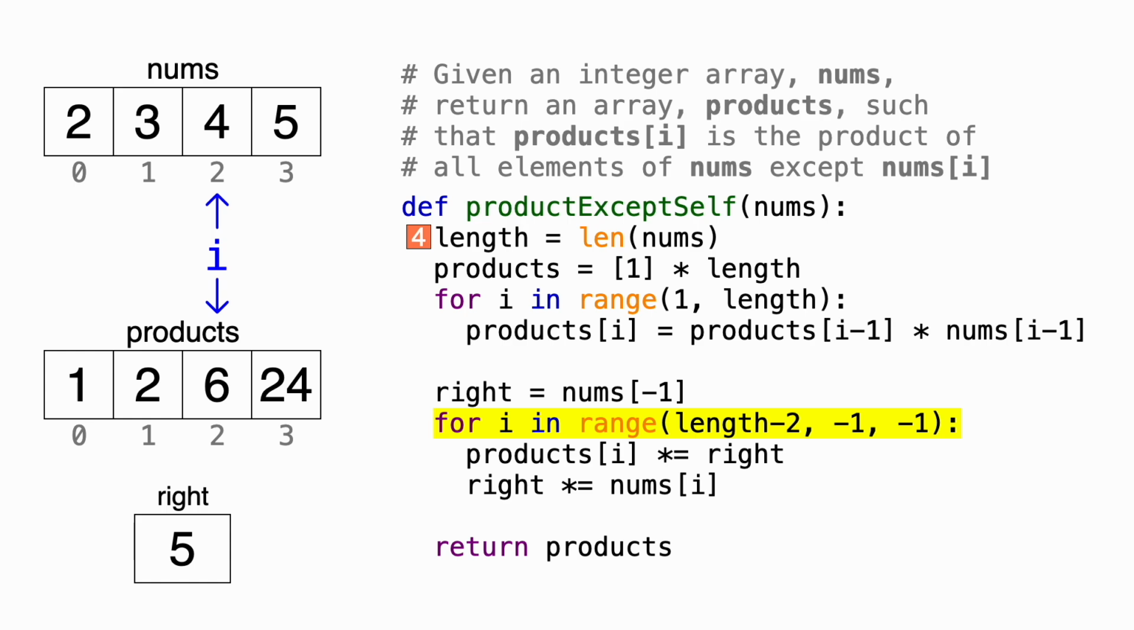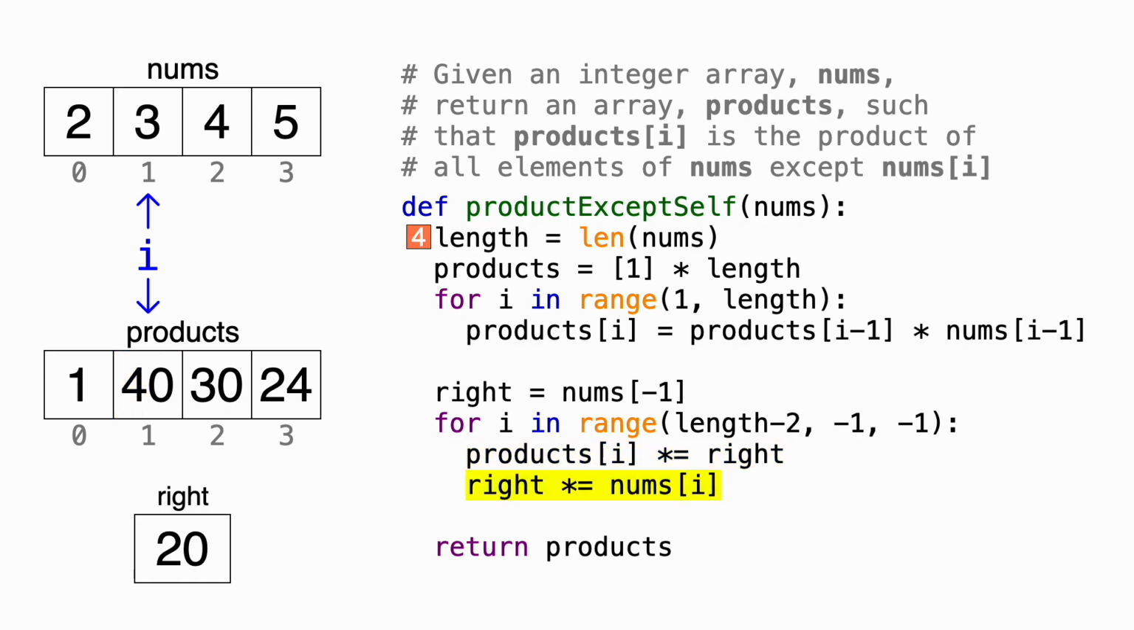Okay, so what we're going to do in this loop is multiply each element in the products array with the variable right. So right now, 5 is the only number to the right of index 2, so we'll do 6 times 5, which is 30. Then we'll update right so that it's now the product of the last 2 elements of nums. So 5 times 4 is 20. Next we're going to do 2 times 20, because 20 is 4 times 5, which is the product of all the numbers to the right of index i. So that's going to be 40.